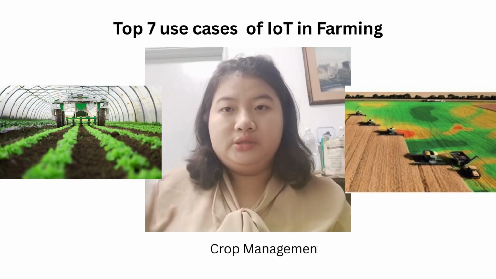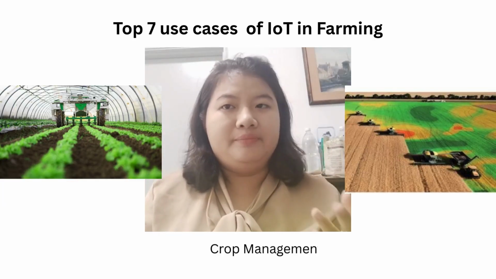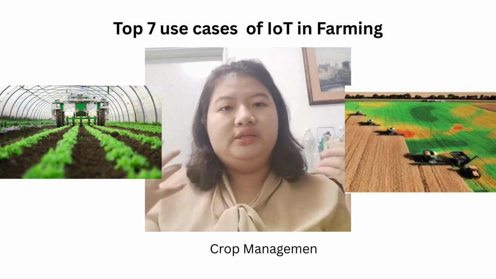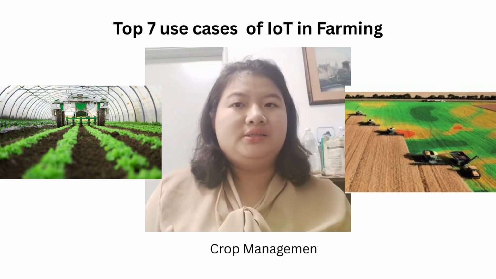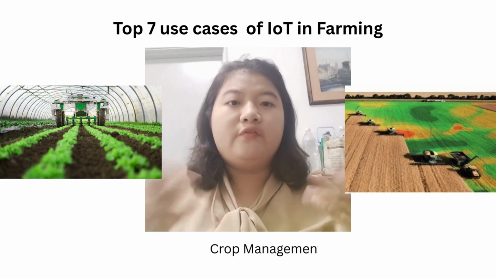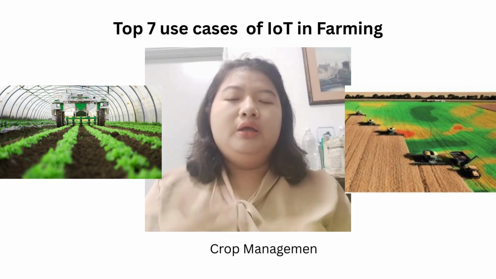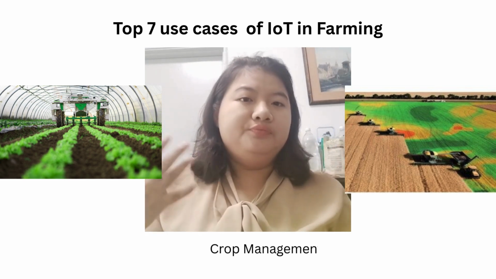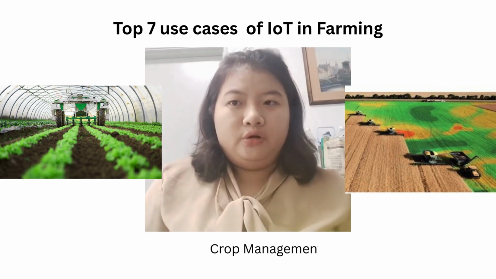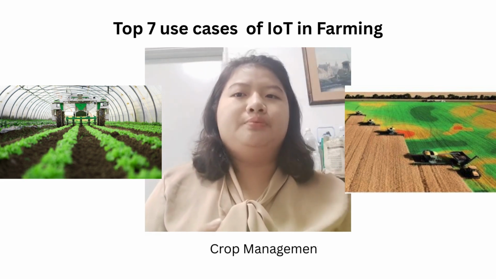Other than ICT tools, now we talk about the IoT in the farm and how they work. As an example, there are several use cases using IoT in farm. The first will be crop management. Sensors and drones check the plant growth. Farmers monitor problems early.